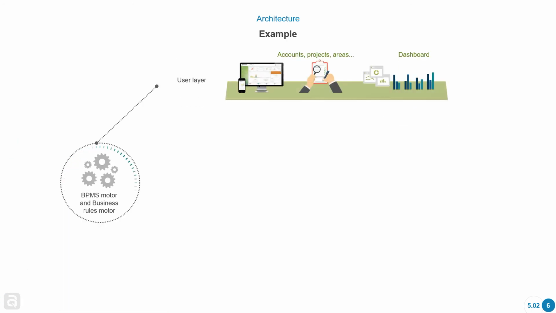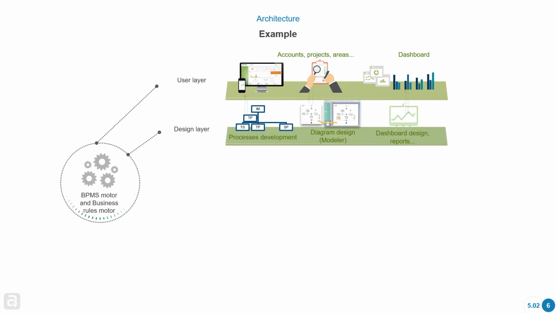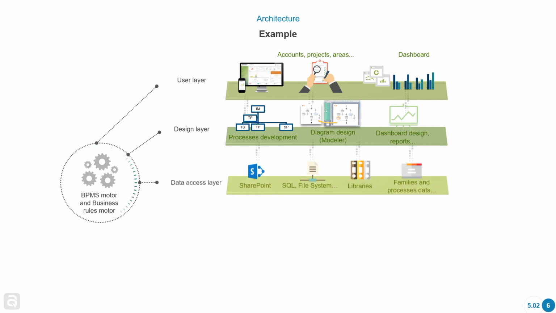Here we have an example where we have the BPM motor and business rules. In the user layer, we see how the users interact with the application. Here we can go in to see the families, projects, areas. They have the reports, etc. The design layer is where the processes are developed, the diagrams created, and reports as well. The data access layer is where we have SQL, SharePoint, and the file system with the libraries.